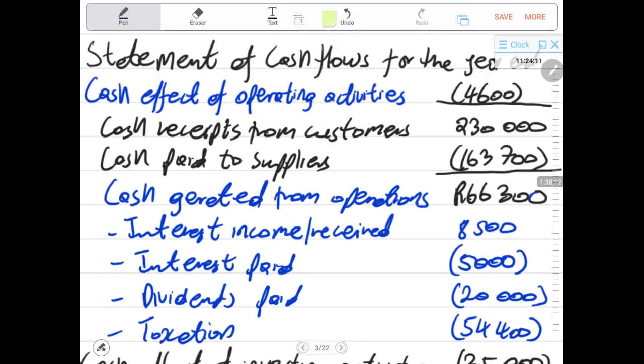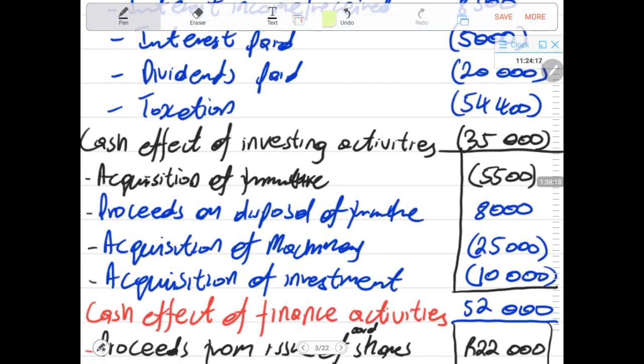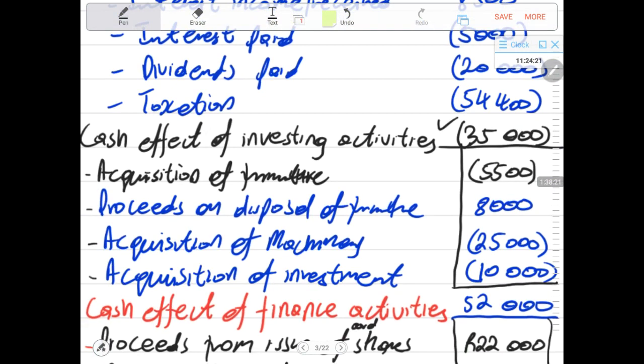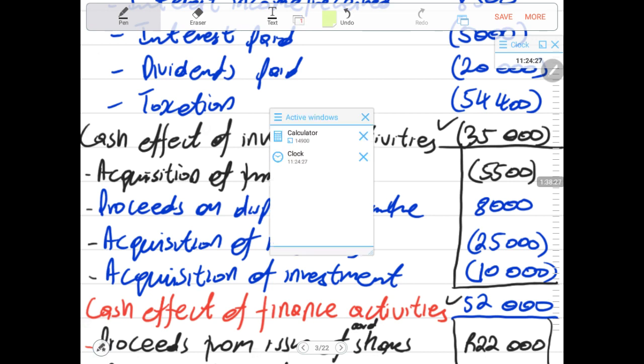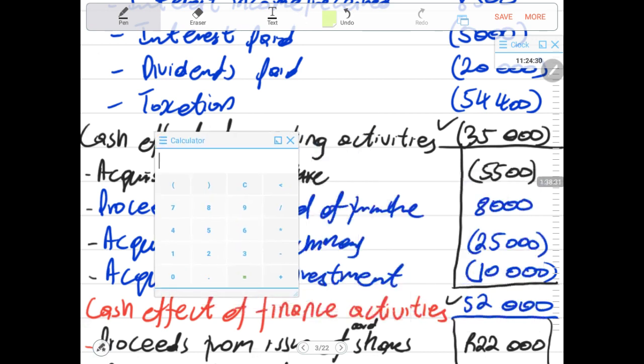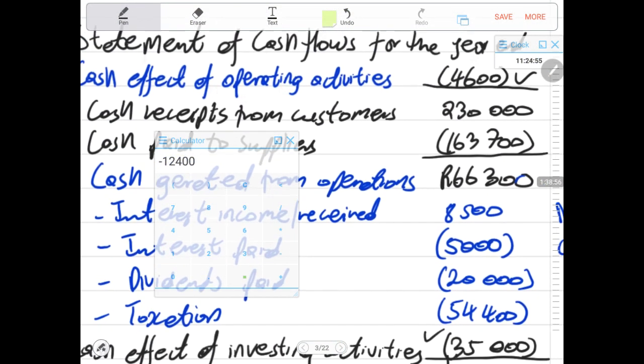Guys, with that, thank you very much. Please know that to get the same amount, you say minus 4,600, then minus that 35,000, and plus 52,000. That should give you the same 14,900. Let's just verify: 4,600 plus 35,000. I'm saying plus because both of them are of the same sign. Then minus 52,000.